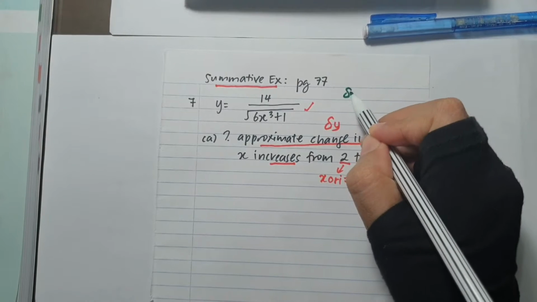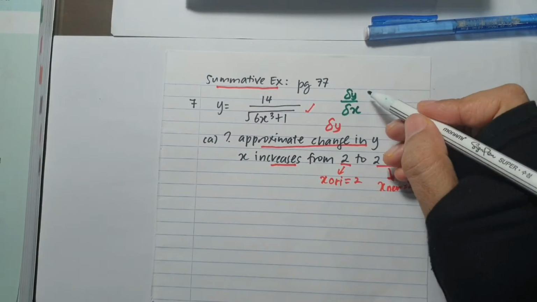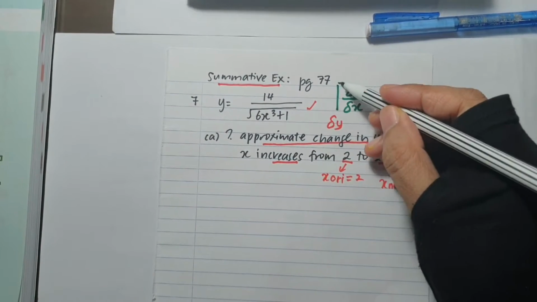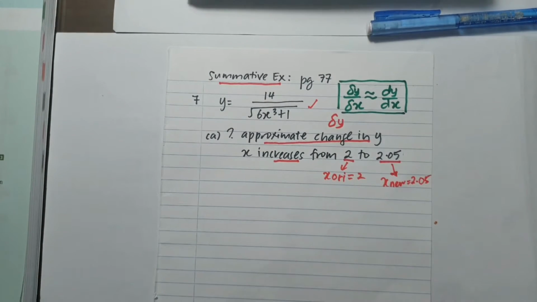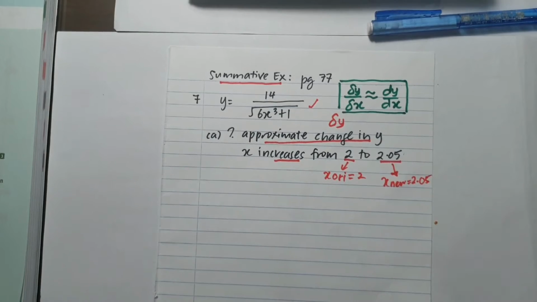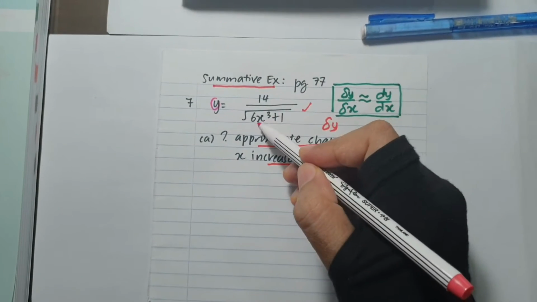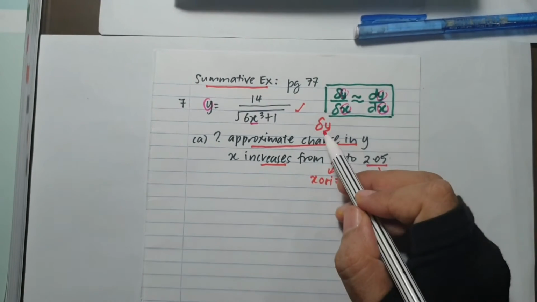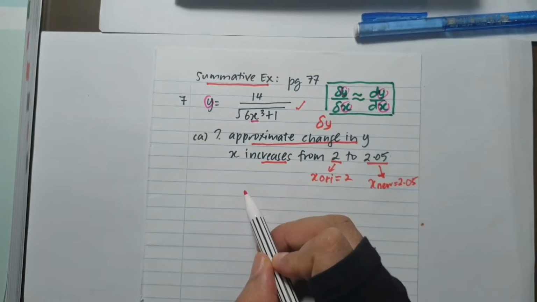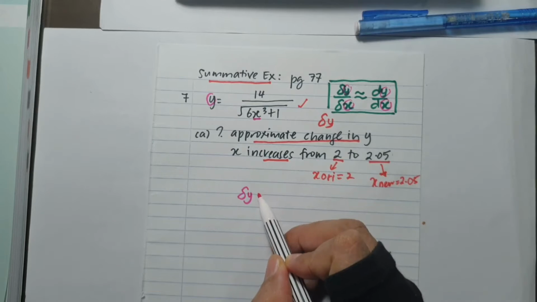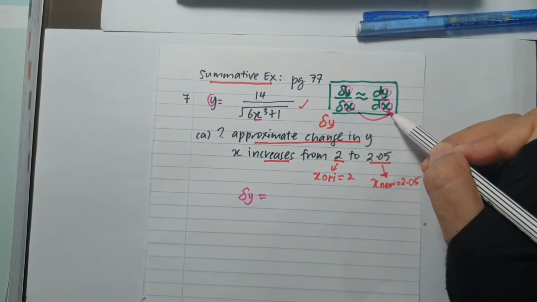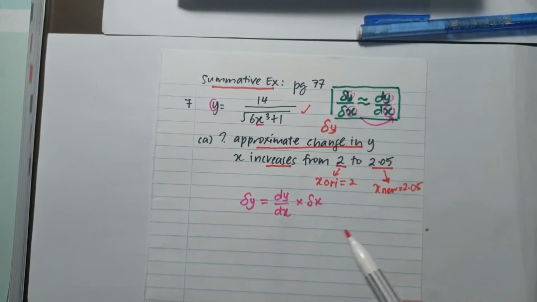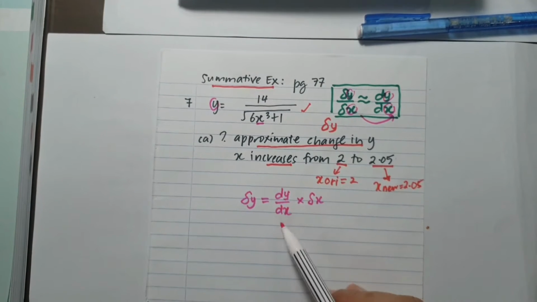Since the function here is y in terms of x, you can use this formula: delta y by delta x is approximate to dy by dx. Why? Because your function right now is y in terms of x. Since you want to find delta y, make delta y the subject. Based on this formula, delta y is dy by dx times delta x. So you need to find what is delta x and what is dy by dx.